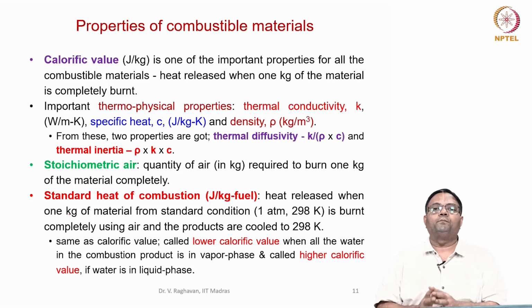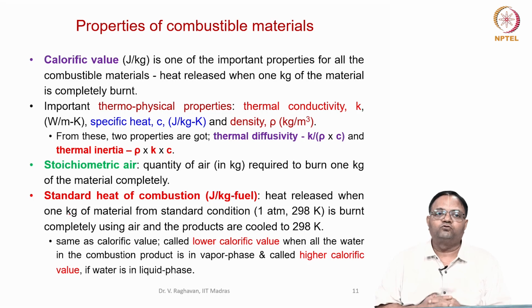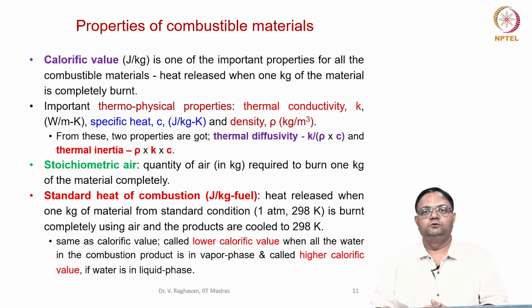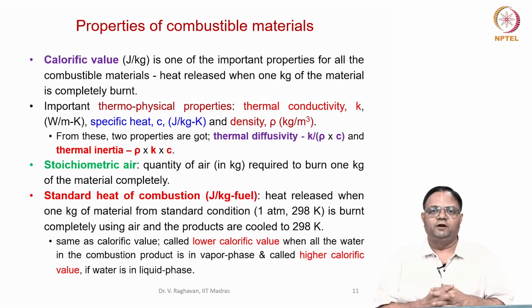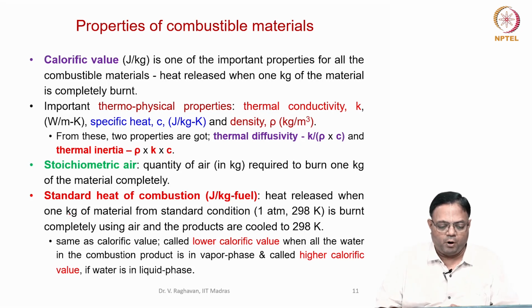So, the basic important property of a fire source or a combustible material is its calorific value. Calorific value is the heat released when 1 kg of material is completely burned. 1 kg of the fuel material is completely burned. So, that is the main property.